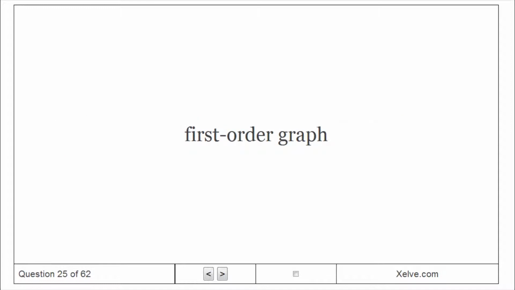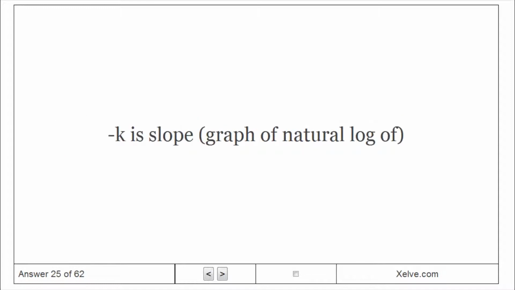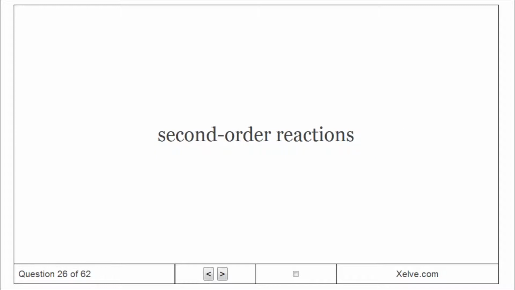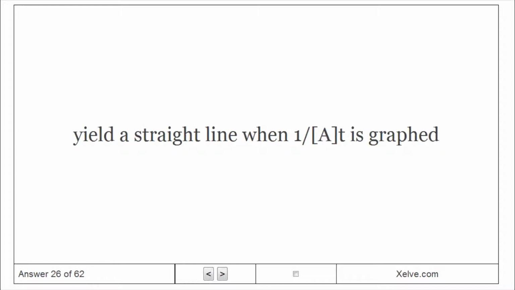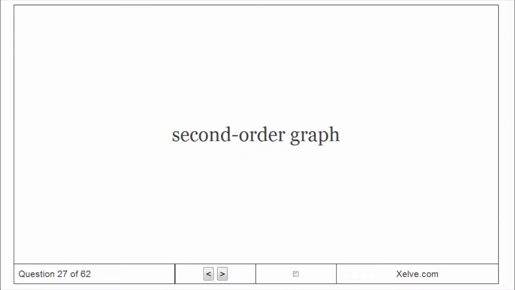First-order graph: k is slope. Second-order reactions yield a straight line when 1/[A]t is graphed. Second-order graph: k is slope.